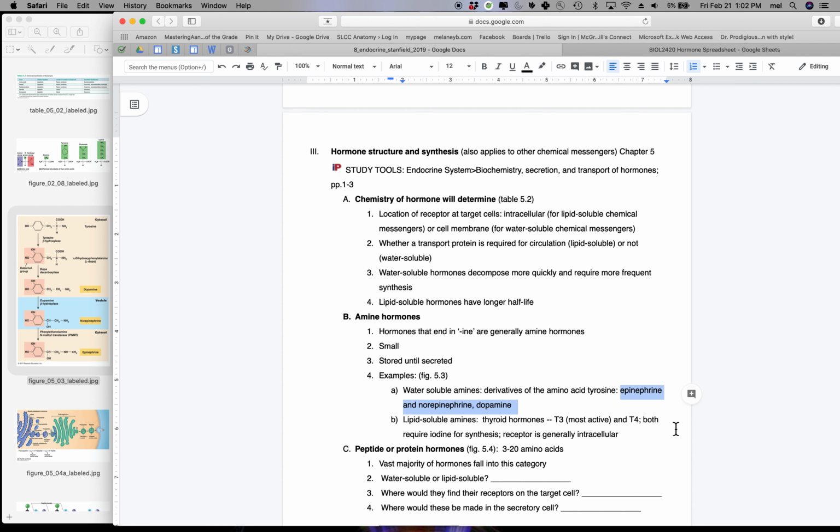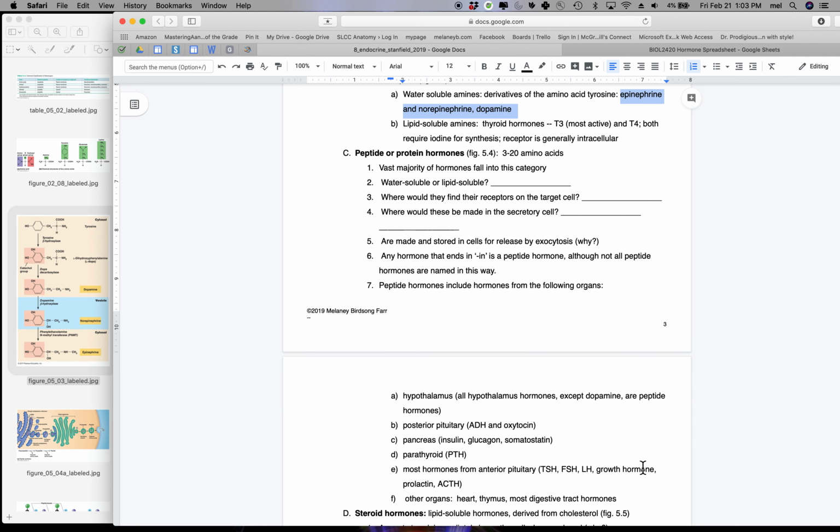And then T4 is tetraiodothyronine. T4 requires 4 iodines, comes from the thyroid, and is an amine. So that's all the amine hormones. So basically those 5 are going to be your amine hormones, 3 water-soluble ones and 2 lipid-soluble ones.